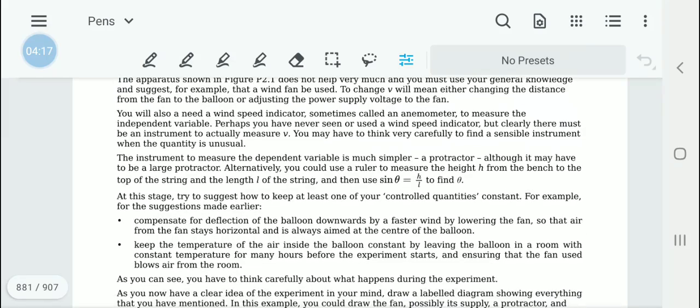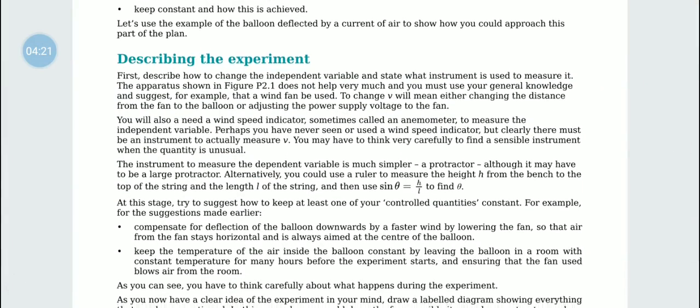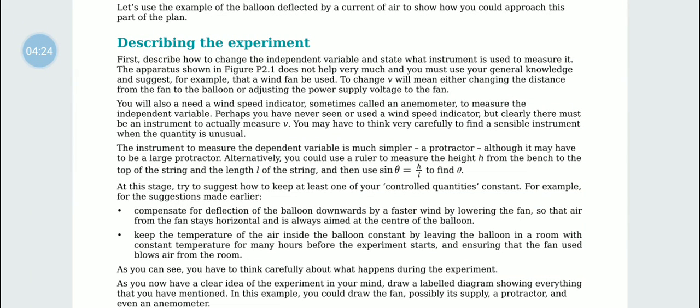Now when you describe the experiment, you identify the dependent, independent, and the control variables, and then you have to describe. The first thing you need to do is describe what you change. That is, the independent variable needs to be mentioned. How are you going to change it, and how are you going to measure it? Now in this particular situation we are going to measure the effect of the speed of a jet of air.